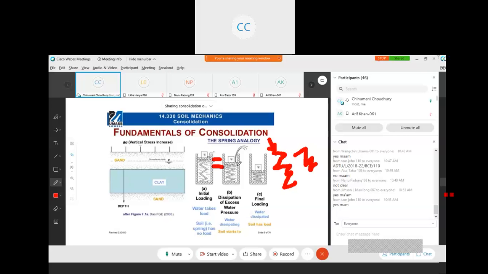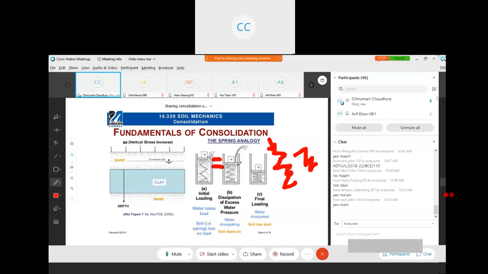So again, this water will take the load. Again there will be expulsion of water. This is the pore water that you can see. This is squeezing out, right? So what will happen? This will be the water level next time. So again, this W load will be taken by this spring. Now when the load is taken by this spring, it will come to this level.